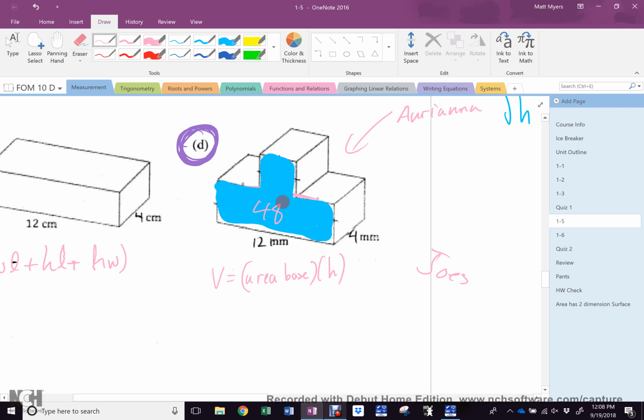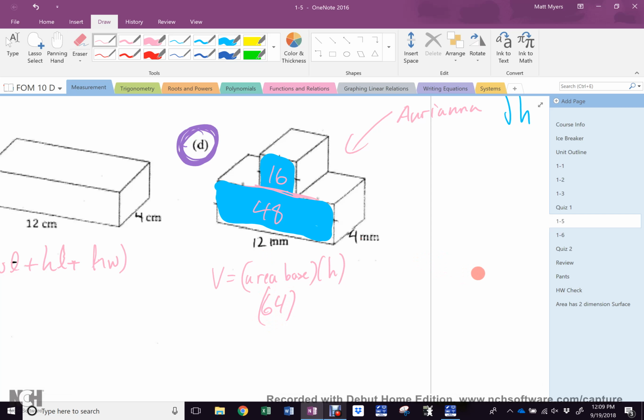48. Is that visible on the blue? What is this part? Which is what? 16. So what is the area of that base? 48 times 16? 48 plus 16, which is what? 64. Now I've got to multiply by the height. What's the height? Don't give me a number. What is the height?